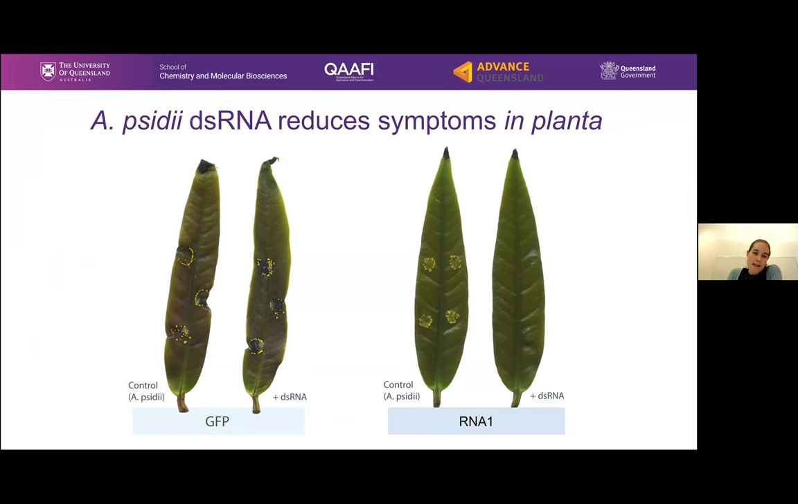And then we looked at the leaves after 2 weeks. And you could see that with the GFP, these pustules had developed as normal. But in the RNA-treated samples, when we targeted the specific rust genes, there was really a reduction in symptoms. So we saw very, very minimal symptoms. This is just one example, but we repeated it for quite a few of the genes.